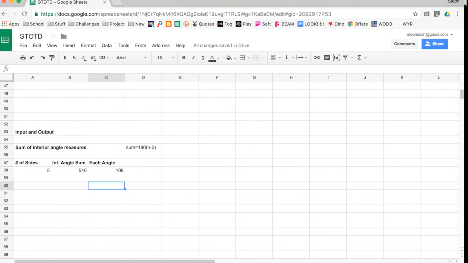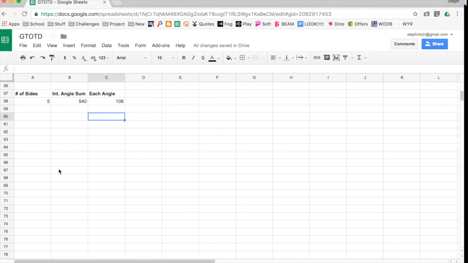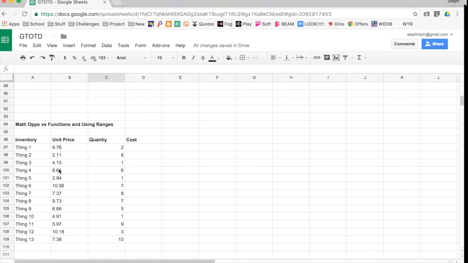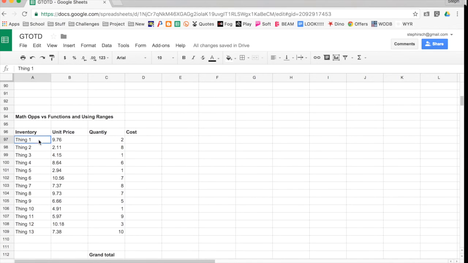All right, so let's look at an example of where a function might be better than just using a math operator. So I'm going to scroll down. Here I have an inventory list. So I have a bunch of different things, and I have a unit price, and then I have the number I bought. Now, the total cost for that particular thing would be the unit price times the quantity. So this is one that I might use just a math function for. So I'm going to type equals unit price cell, select that, times the quantity cell. So then I have that.